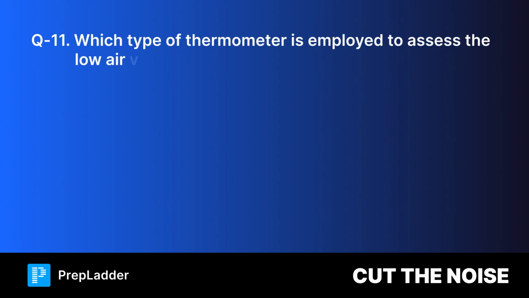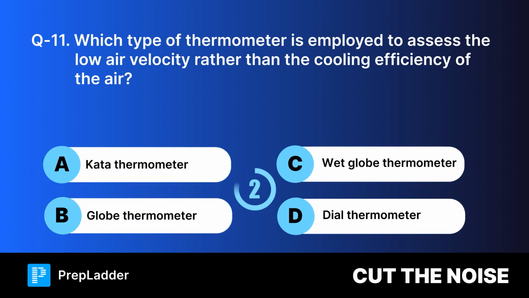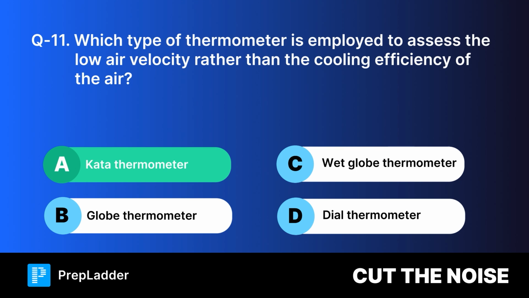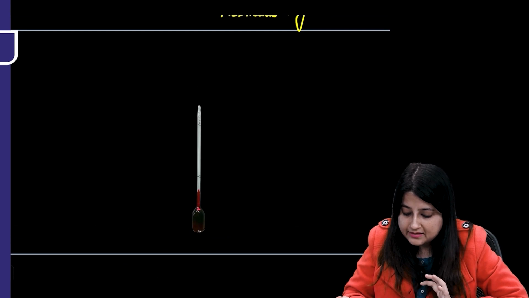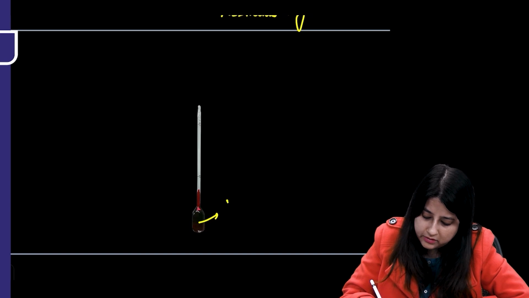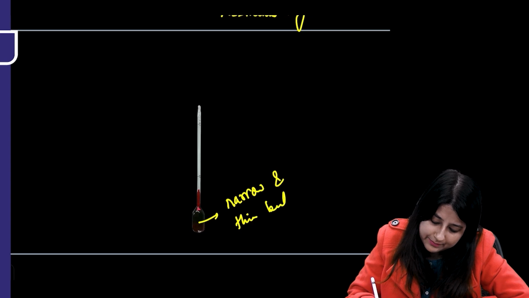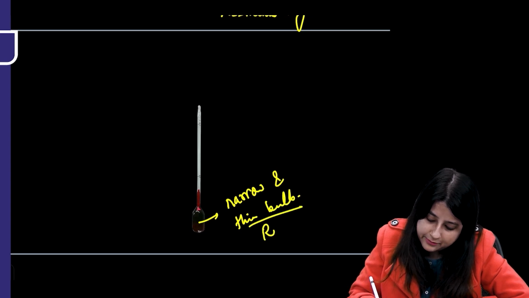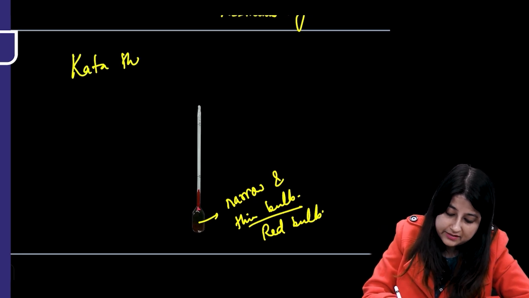Question 11. Which type of thermometer is employed to assess the low air velocity rather than the cooling efficiency of the air? Your options are, and the correct answer is Kata thermometer. Here's the explanation. Now look at this. This is a red color narrow and thin bulb. How can you remember this? This is a red bulb, and the name of this is Kata thermometer.